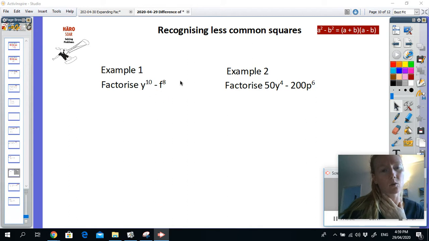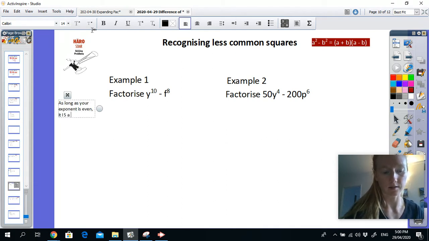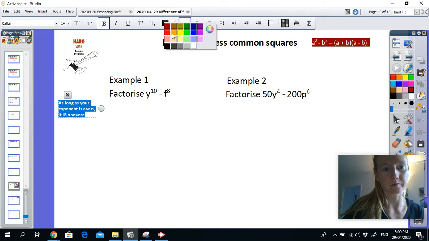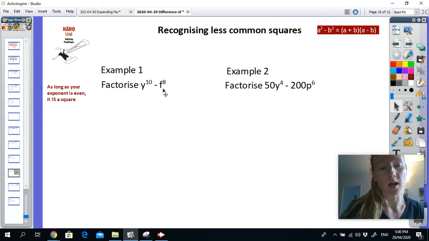And the important thing to remember with recognizing these is that as long as your exponent is even, it is a square. Okay. So in this case, both of these are squares. They don't have coefficients, though, bear in mind. And if it had a coefficient, that coefficient would have to be a square coefficient as well. But in this case, because we don't have coefficients, or they're just one, one is obviously a square. So these two are both squares.